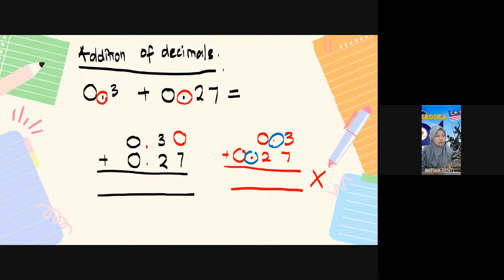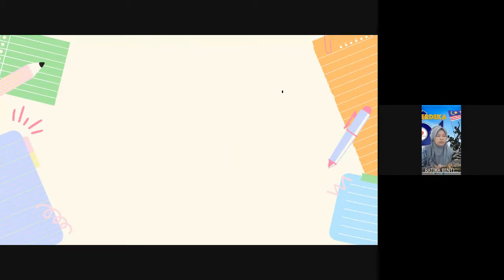Okay, so now 0 plus 7 is 7. 3 plus 2 is 5. Tengok, ini pun sama lurus. So, the answer is 0.57. That is the addition of decimals. Okay, what about the subtraction of decimal? What is the most important thing?